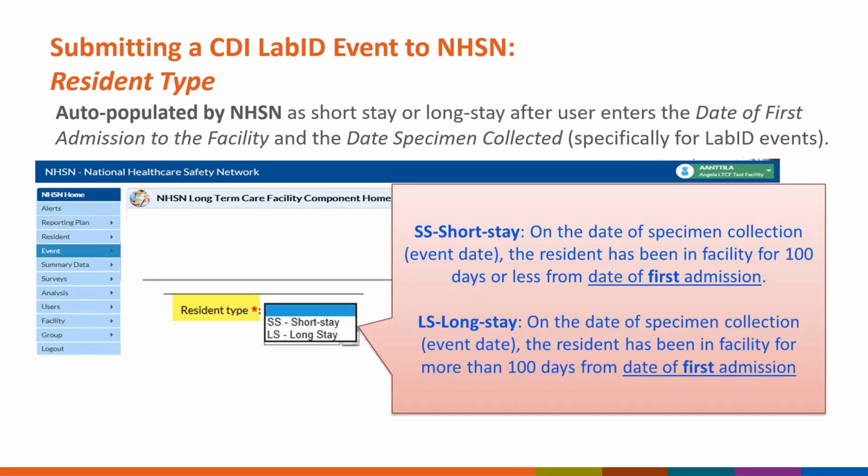The first thing you will need to identify is if the resident is short stay or long stay. A short stay resident is defined as being in the facility for 100 or less calendar days from the first date of admission. And a long stay is defined as a resident being in a facility for more than 100 calendar days from the date of first admission.